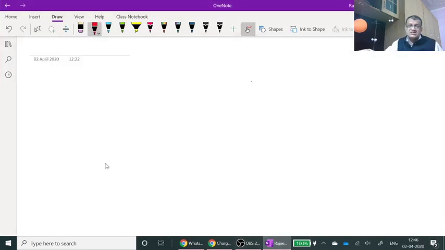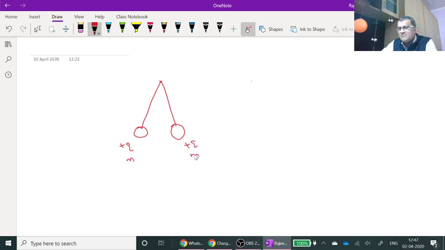And these questions are from H.C. Verma. The first one is a simple one: from a point there are two metal balls. Each of these will have a mass m, and they are given similar charge. Let's say both of them are given plus q. Both of them are having mass m.